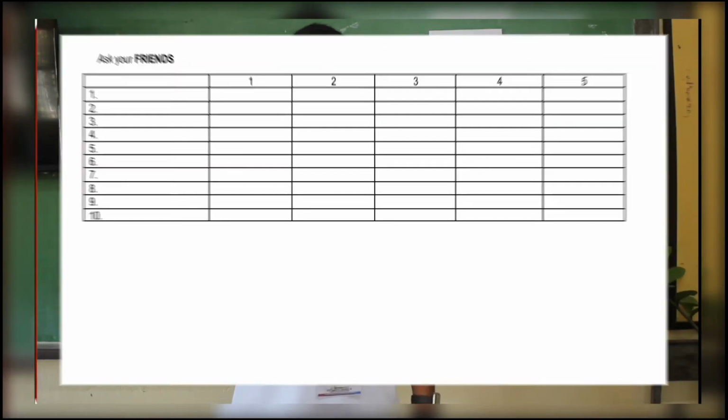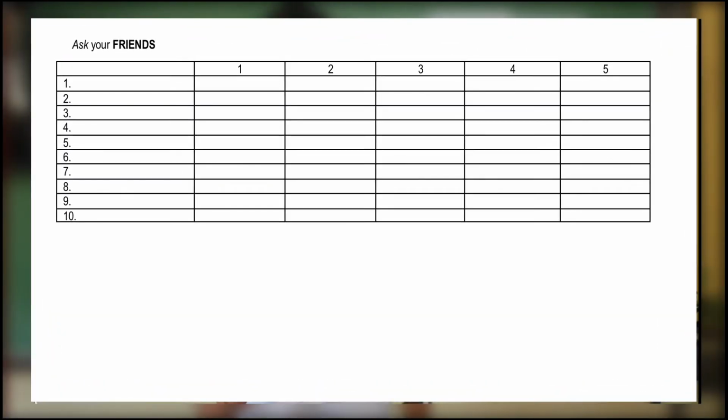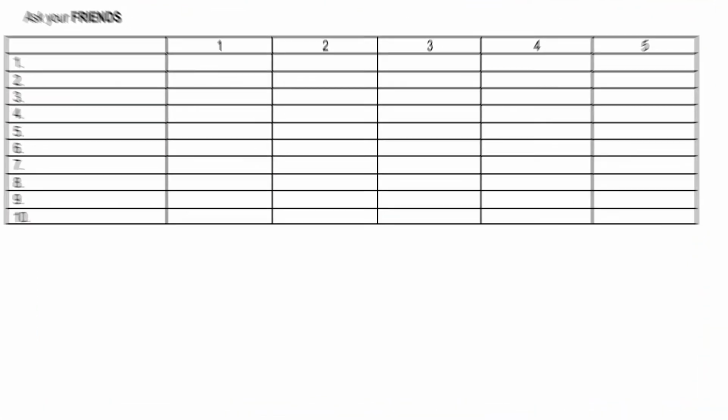Now that you have finished copying the format of the activity, notice that on the first column there are 10 blanks, and on those blanks you have to write the names of 10 of your friends. Do you have a lot of friends? If you do, it will be difficult for you to choose and write 10 names. But if you are finished, your answer sheet or your activity sheet should look like this.